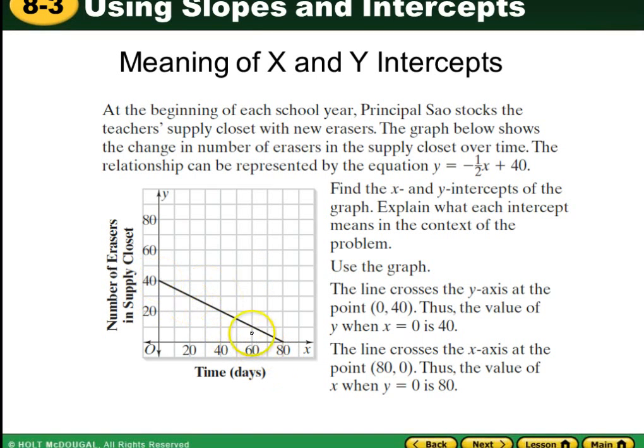Okay, so here it is negative because it's decreasing, right? People start using the erasers, so the number of erasers will start decreasing over time as time goes on. Alright, so first thing we need to do is to graph it. Just by looking at the equation, I know we haven't really covered that yet, that's next lesson. This right here is your y-intercept.